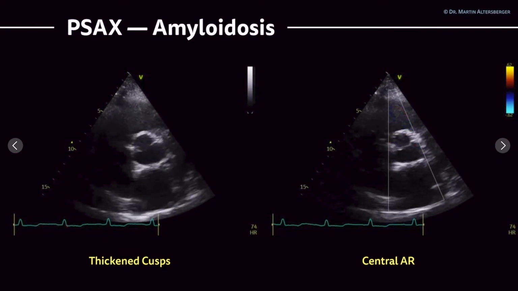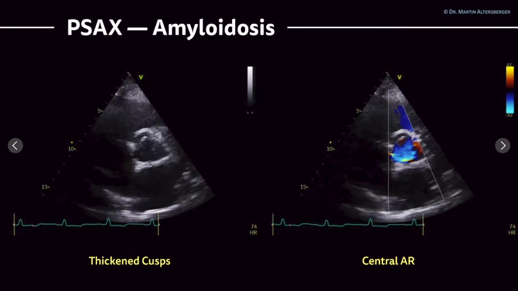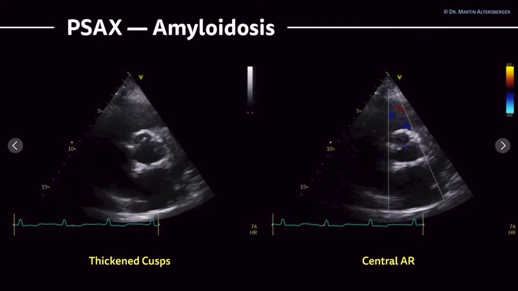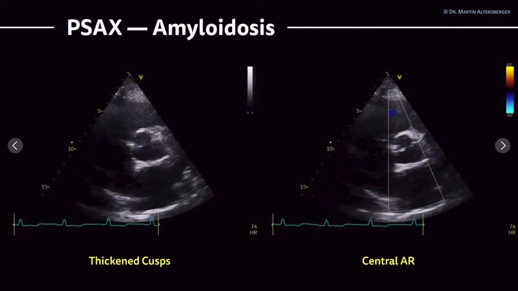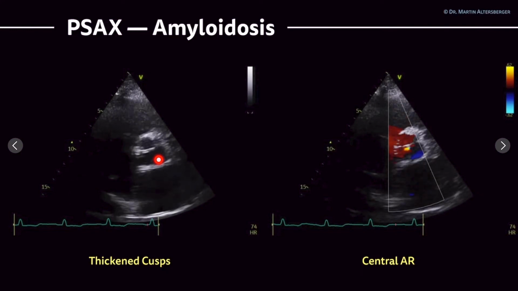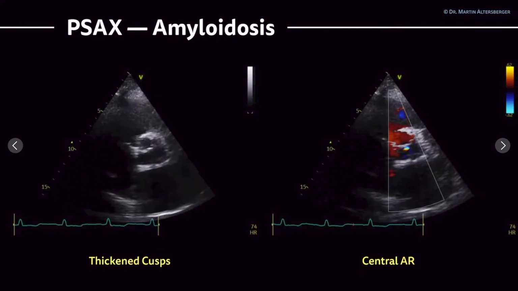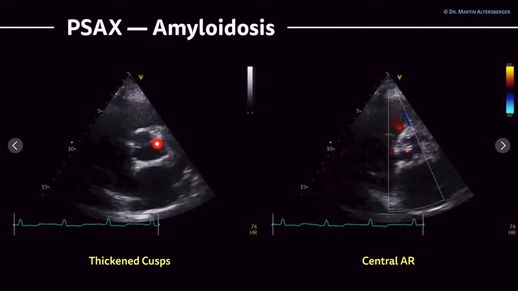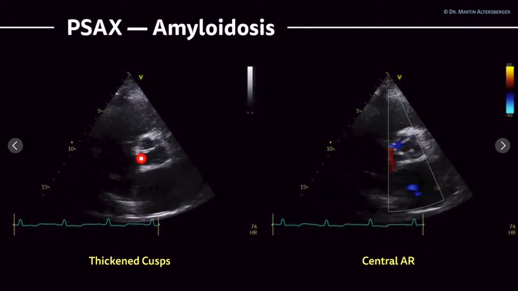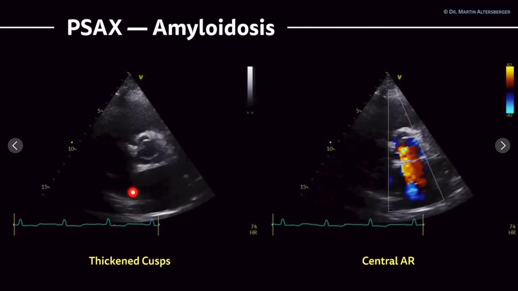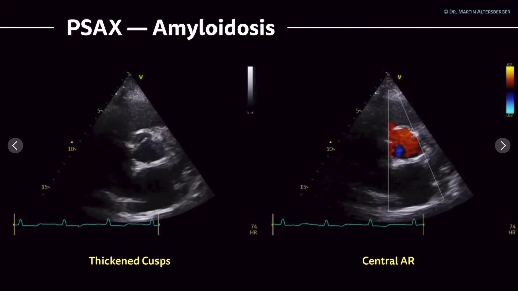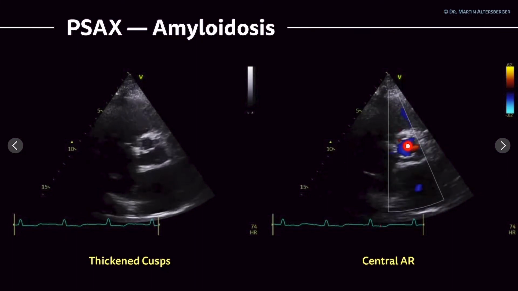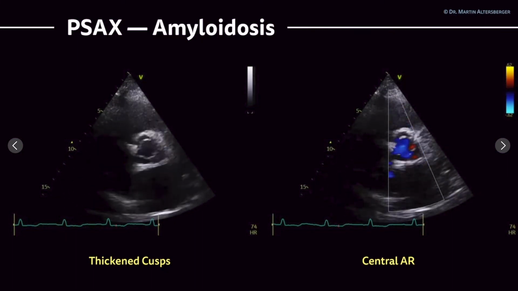In this case, we have amyloid heart disease. You did see the patient priorly with the tricuspid regurgitation in the prior videos. And you have now the aortic valve in the center of the image, and you do see that the cusps are thickened. So we have here the right coronary cusp, the left coronary cusp, and the non-coronary cusp. The leaflets are thickened, and when we add color Doppler, we can see that there is aortic regurgitation present.